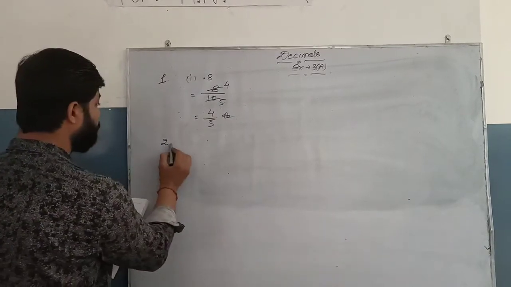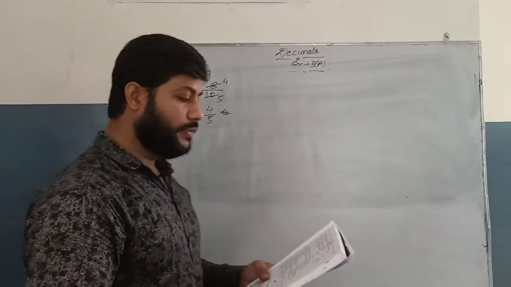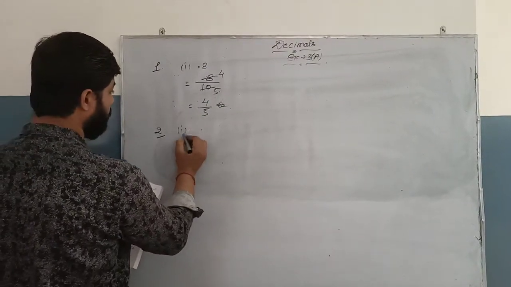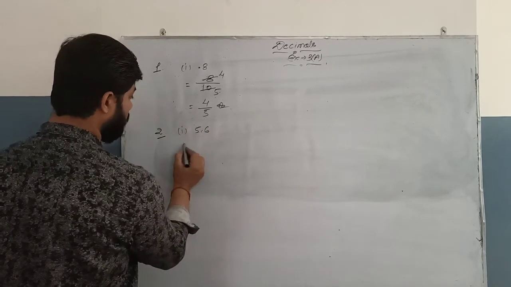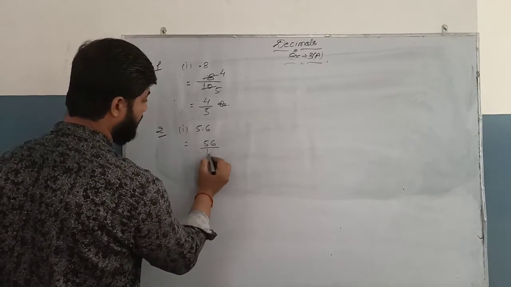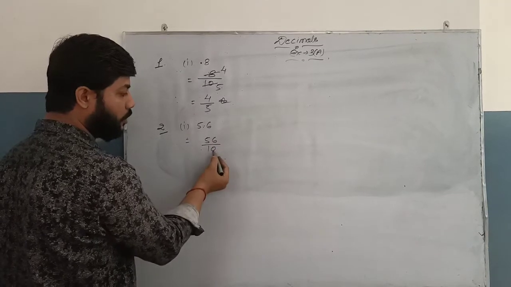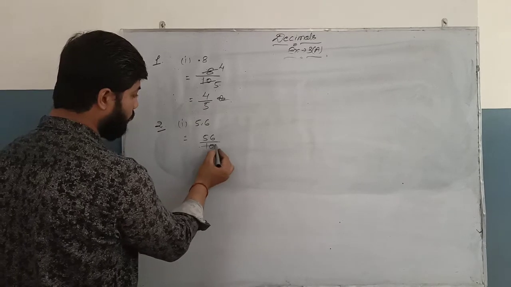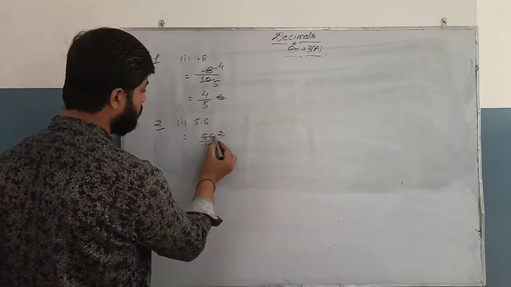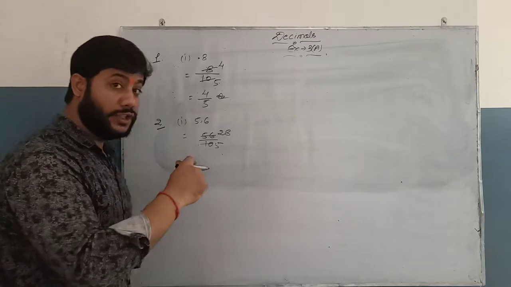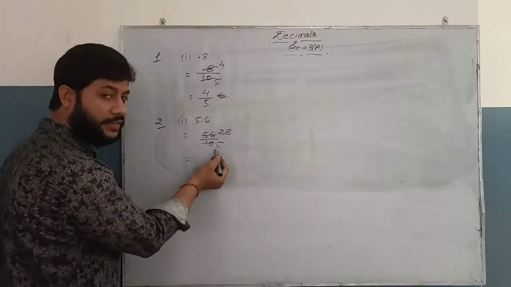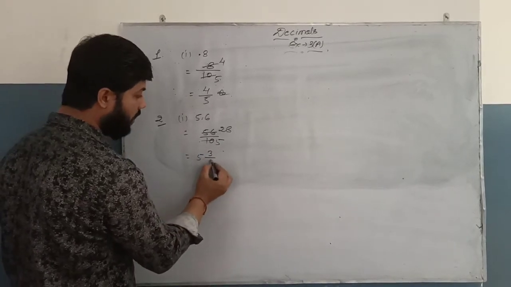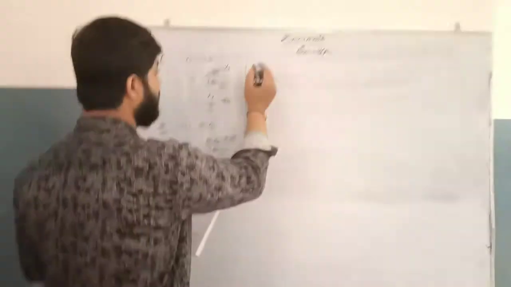In question number 2, convert each of the following into a mixed fraction. The first question, 5.6. So it is 56 by 10. There is 1 decimal place, so we will place 1 with a 0. Then 2 2s are 4, 2 5s are 10, 2 8s are 16, so 28 by 5. Now we have to convert it into a mixed fraction, so we will divide 28 by 5. 5 5s are 25, 3 remains, so 5 and 3 by 5. This will be your answer.